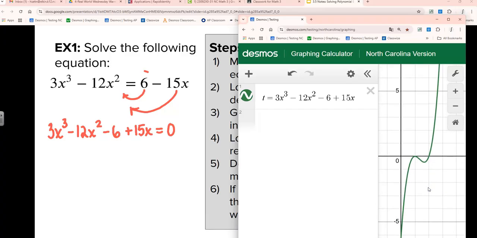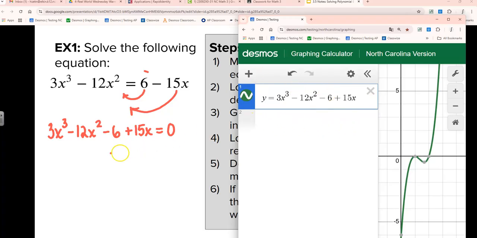I think I typed something in wrong earlier when I typed that in the other way, because I was getting different answers. Also, that should be a y. You could also call this f of x if you would prefer. Right there, it's fine. Y, f of x, doesn't matter.